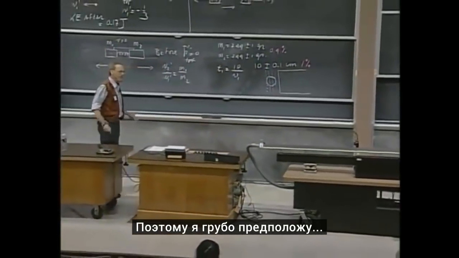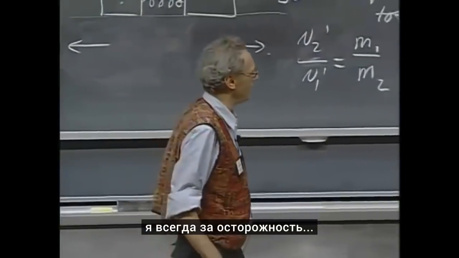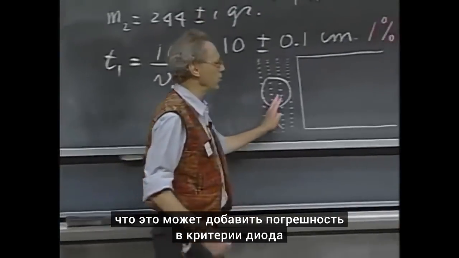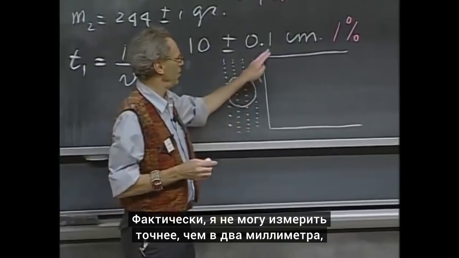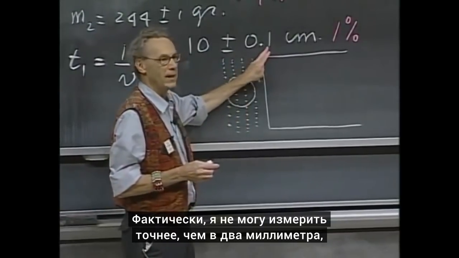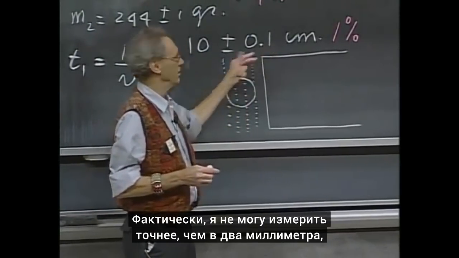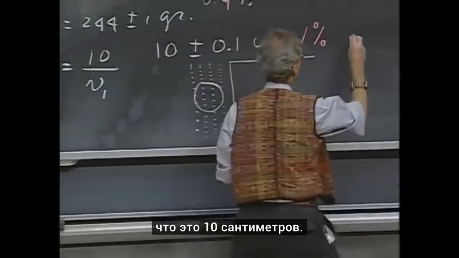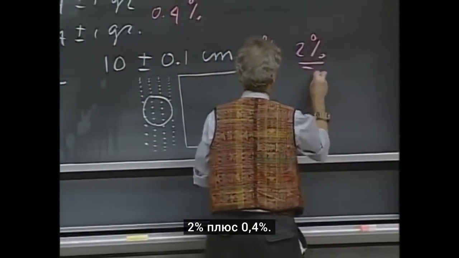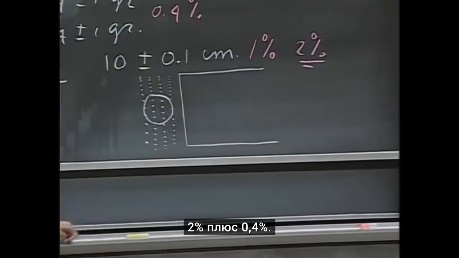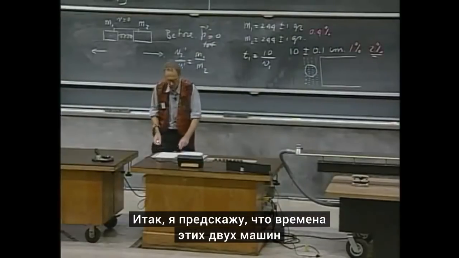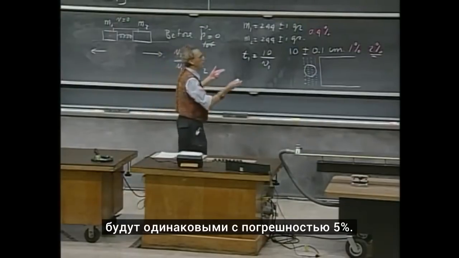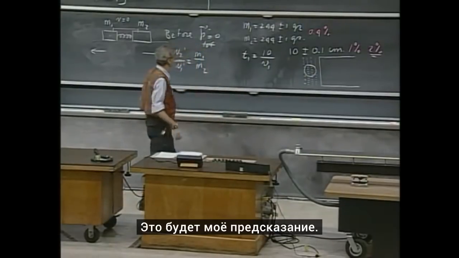So I would roughly guess, I'm always on the conservative side, that this may add an uncertainty in the criterion of the diode of another millimeter. And so effectively, I really don't know any better than 2 millimeters what the 10 centimeters is. So I would say we really have to allow here for 2% plus 0.4%. So I would predict that the times of these two cars will be the same to within roughly 5%. That would be my prediction.